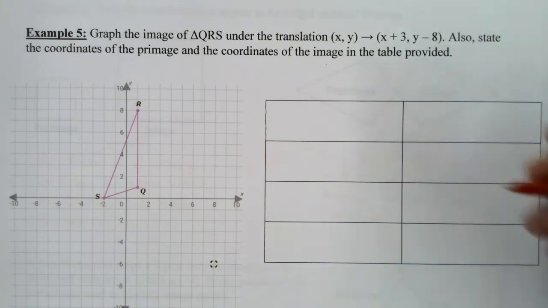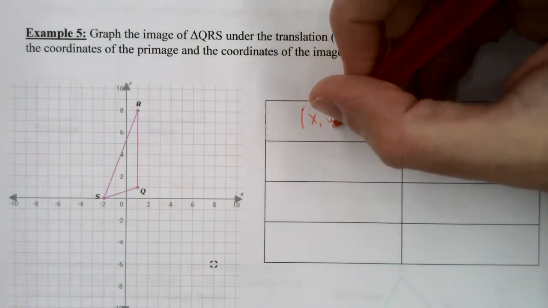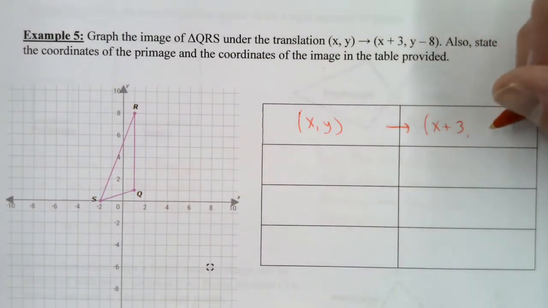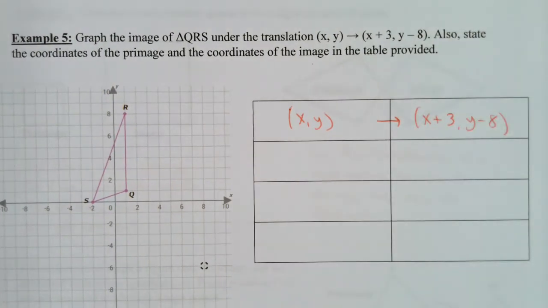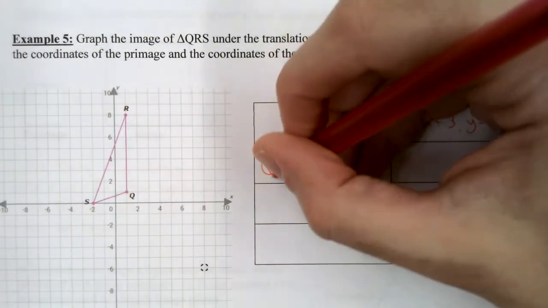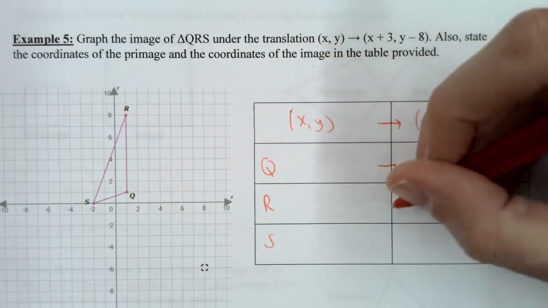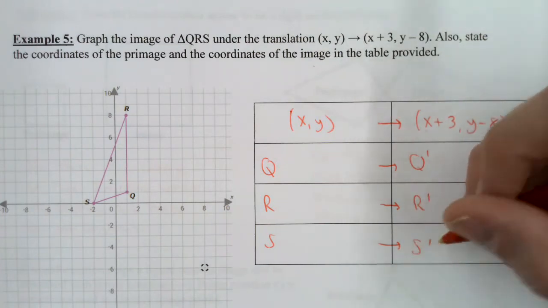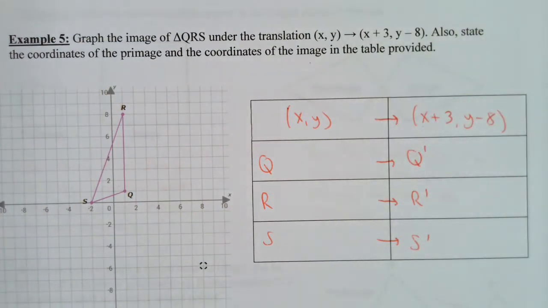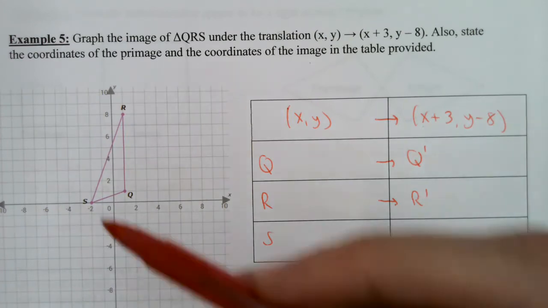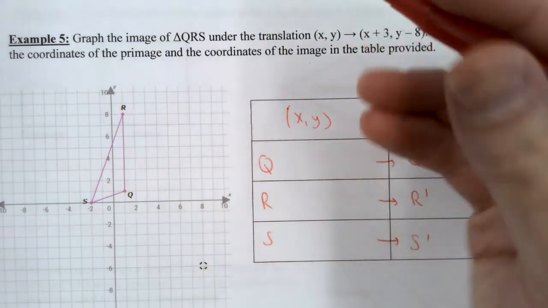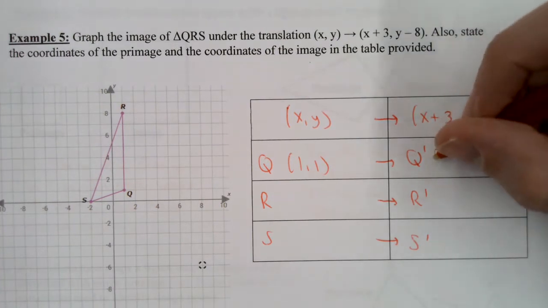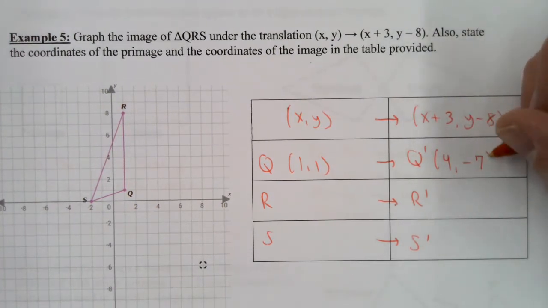When you fill out the table, here's how you're going to do it. I'm going to put the (x, y) maps onto rule in the top row of my table. And then I'm going to go in alphabetical order: Q, R, S, maps onto, maps onto, maps onto, Q prime, R prime, S prime. So let's fill out the table first while I'm here. Okay. The original Q is at (1, 1). That's going to map onto 1 plus 3 is 4, 1 minus 8 is -7.